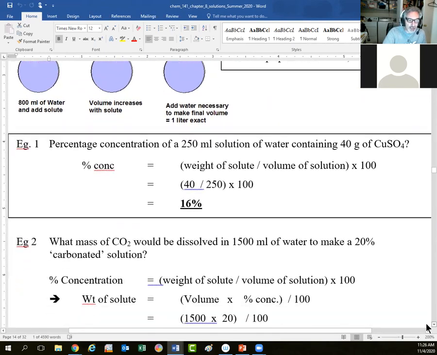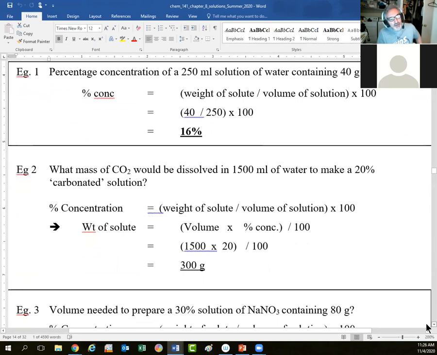Okay, so look at some examples. For percentage concentration, 250 milliliters of water containing 40 grams of copper sulfate, the solute. The percentage concentration would be the weight divided by the volume times 100. We know the weight, that's 40 grams of solute. We know the volume in milliliters, that's 250. So that comes to 16%. Basically, it's telling us for every 100 milliliters of solution, there'd be 16 grams of the solute copper sulfate.